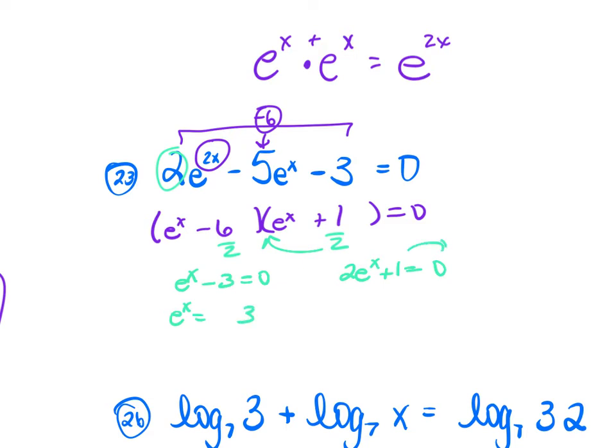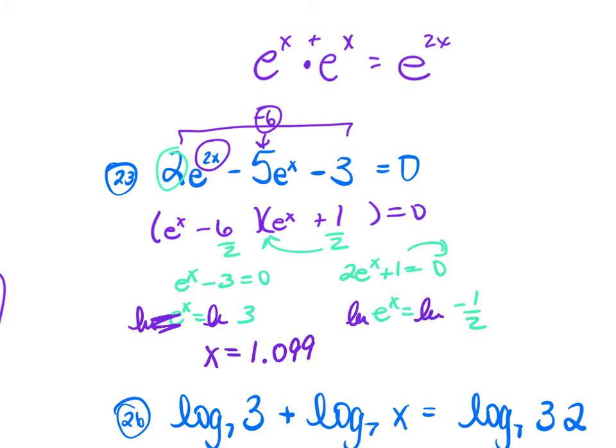Here I'm going to subtract 1, so I get negative 1, and then divide it by 2, I get e to the x equals negative 1/2. Now the opposite of e to the x is ln, so if I take the natural log of one side, I take it of the other. So here I get x equals about 1.099. Over here, I'm going to take the natural log of one side and of the other.